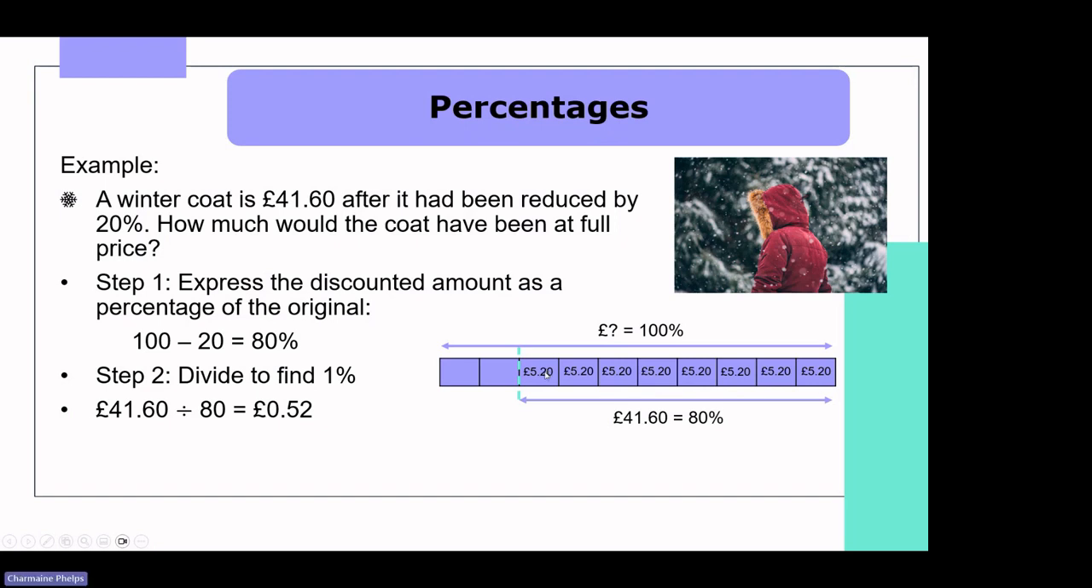You can give me a thumbs up if you're following this, or a thumbs down if you're like, Charmaine, you've totally confused me. Can you see? £41.60 divided by the 80%, or divided by 8, is going to give me the £5.20. And then it's this little bit extra that is the original value. So I multiply the 52 pence by 100, or I multiply the £5.20 by 10. And my original price is actually £52.